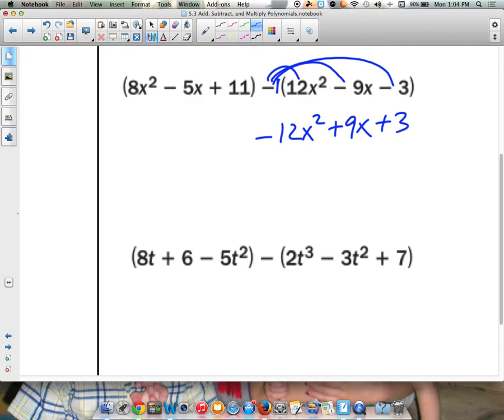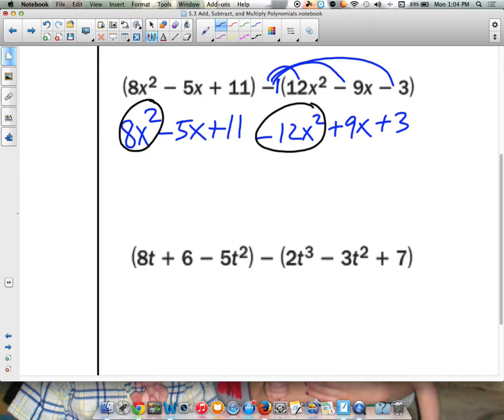And then this first polynomial, I'm just going to bring it down. I've got 8x squared minus 5x plus 11. Now I'm just going to combine like terms, and once I've combined my like terms, I will be done. So I've got a positive 8x squared, and there's a minus 12x squared. So I'm going to combine those. 8 minus 12 gives me negative 4x squared.